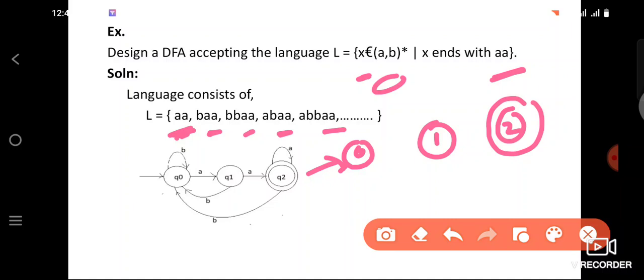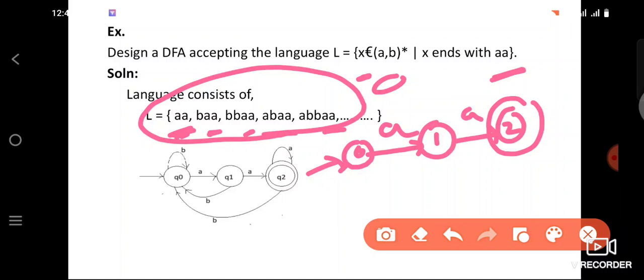Give the transition from 0 to 1 reading the symbol A. Give the transition from 1 to 2 reading the symbol A. So this DFA accepts the first string. But only the first string is accepted so far. Your main concept is that your DFA must accept all the strings in this language. So you have to give the other transitions.